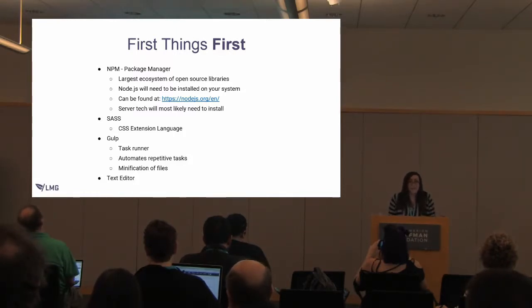The next thing is Gulp, and that's going to be your task runner. What it does is that it automates a lot of repetitive tasks for you, and it will also minify your files, so that's going to help with website optimization. Finally, of course, there's a text editor, and everyone has their preferred one. I like Sublime, but that's totally up to you.